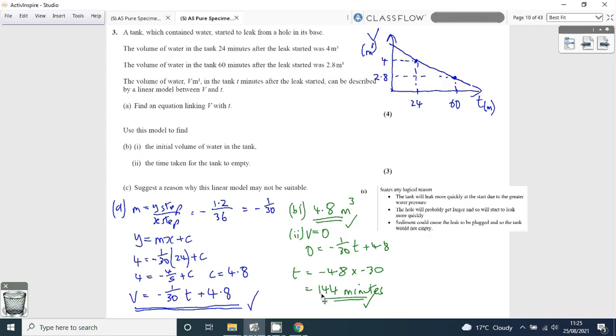Now for part C, I've just copied and pasted it from the mark scheme here. State any logical reason. The tank will leak more quickly at the start due to the greater water pressure, or the hole will probably get larger and so will start to leak more quickly. Or you could argue the opposite. The sediment could cause the leak to be plugged, so the tank would either not empty or empty more slowly. Anything like that will suffice.